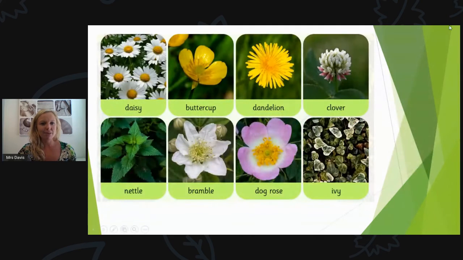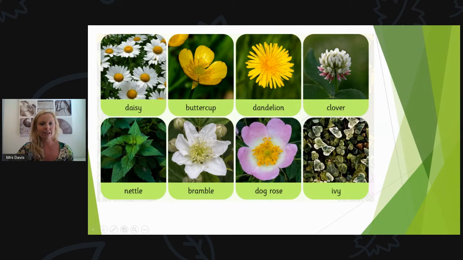Let's have a look, shall we? So we've got daisies. I reckon that you might have recognized those. Who's made a daisy chain before? Yeah, definitely. You've got a buttercup. You've got a lovely yellow colour there for like the butter. Butter's like a yellowy colour as well, isn't it?